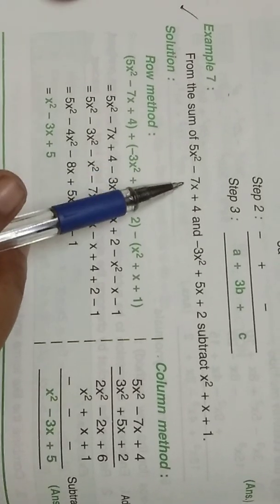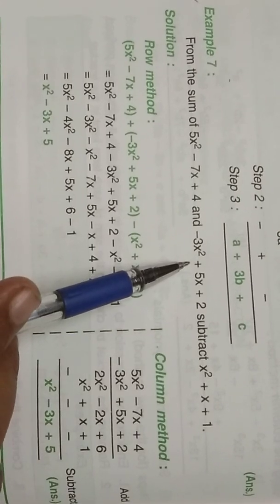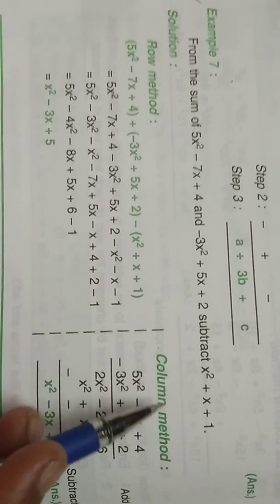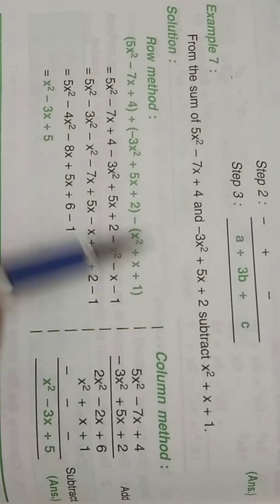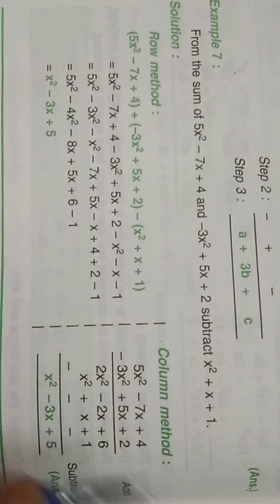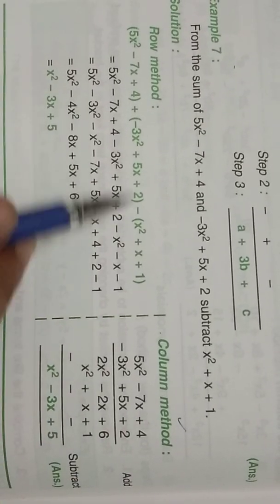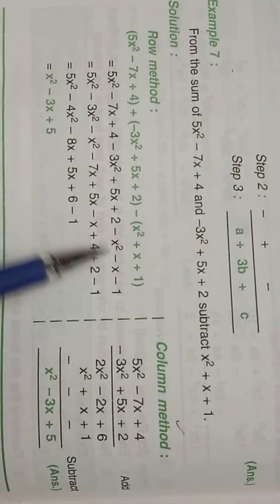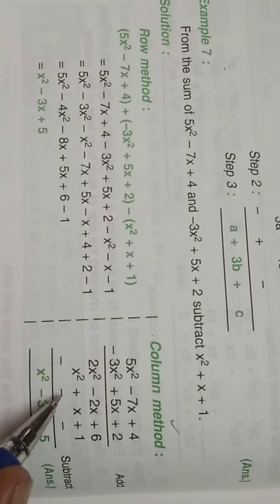From this question we can understand that we have to add the first two expressions first. From the answer we have to subtract the third one. So addition and subtraction we have to do together. We can do this question in two methods, row method or column method. I prefer the column method because we will make fewer mistakes. When we subtract, we have to change the sign of all the terms and remove the bracket. Sometimes it may go wrong, but when we write the column method there will be no mistakes.